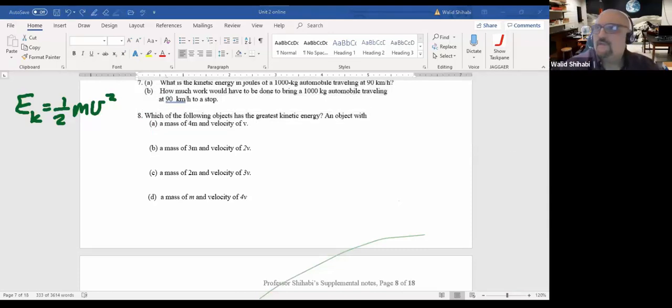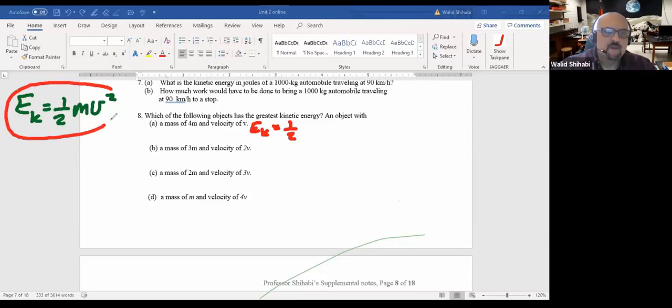Okay, so for the first choice, we'll apply the equation, so it will be simply E sub k equal 1/2. We're applying this equation here. For the mass, it's just 4m, so I replace the mass by 4m. And for the velocity, it's just v, so it's v here, squared. So this will give you what? 4 times 1/2 will give you 2, and then you're left with mv squared. Okay, so that's the final formula for choice A. That's the final formula, 2mv squared.